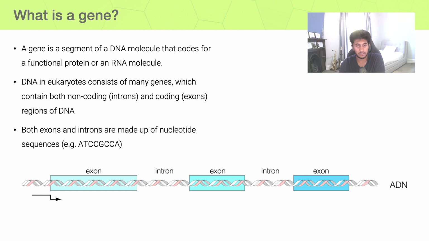DNA in eukaryotes consists of many genes, which contain both non-coding and coding regions of DNA. So the non-coding regions are called introns, and the coding regions are called exons. Both exons and introns are made up of nucleotide sequences. So remember, we went over these nucleotide bases. We often represent them as sequences, which is basically what base comes after the next in nucleotides. So an example here is ATCCGCCA. That's just a simple nucleotide sequence.